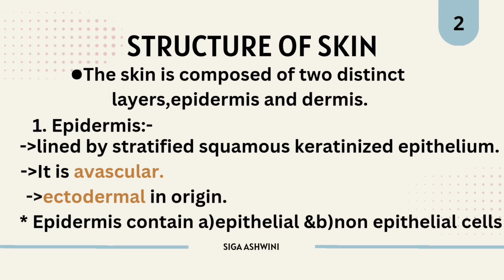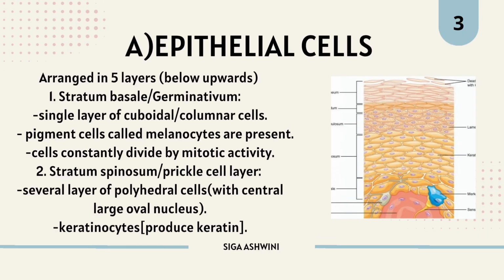The skin is composed of two different layers, epidermis and the dermis. First one is epidermis. It is lined by stratified squamous keratinized epithelium and it is avascular, which is ectodermal in origin. The epidermis also contains two types of cells called epithelial and non-epithelial cells. First one is epithelial cells. It contains 5 layers. So we'll discuss from below upwards. First one is stratum basale, also called germinativum.